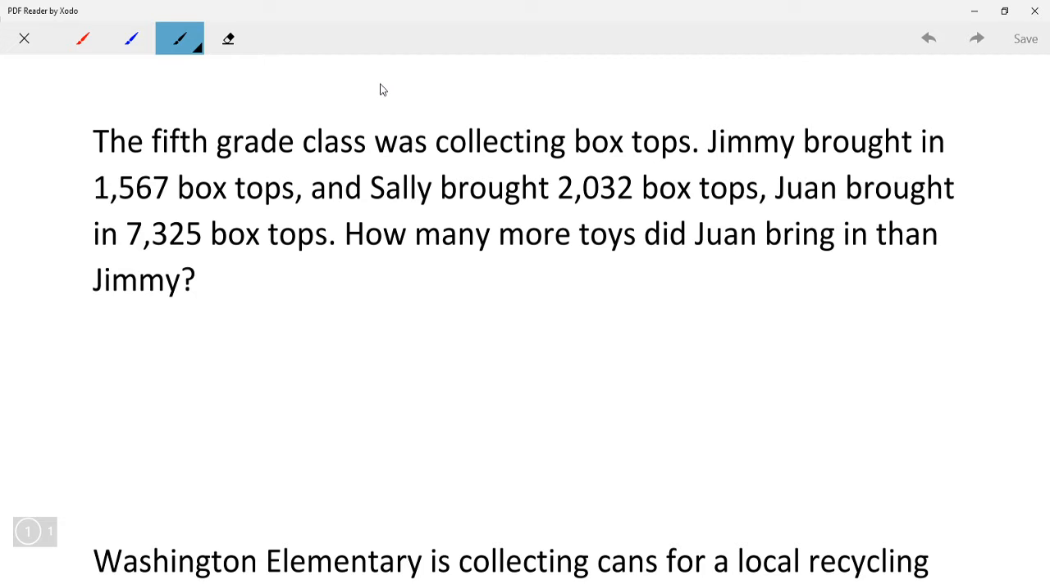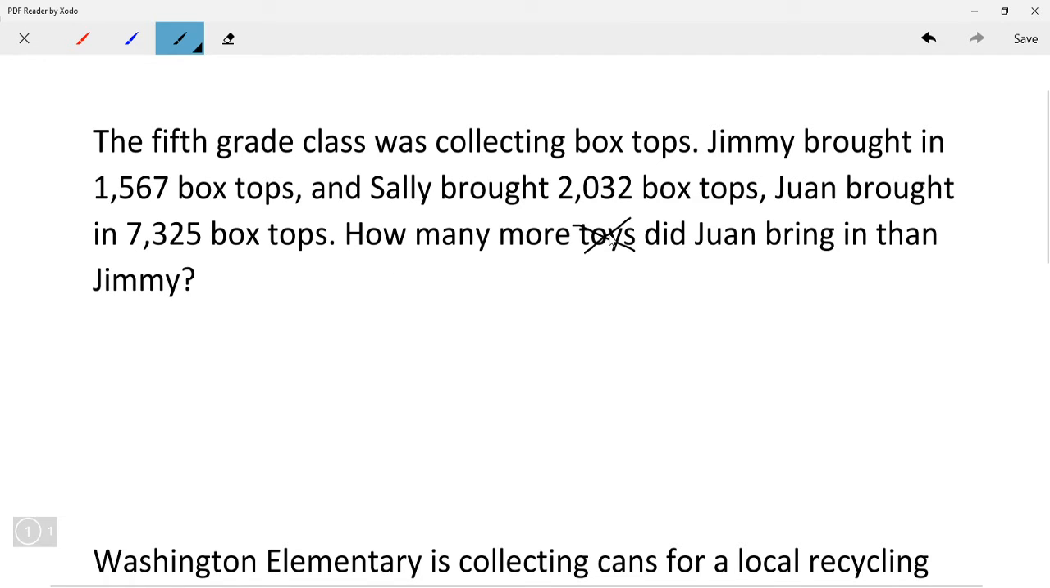The 5th grade class was collecting box tops. Jimmy brought in 1,567 box tops, and Sally brought 2,032 box tops. Juan brought in 7,325 box tops. How many more box tops did Juan bring in than Jimmy?